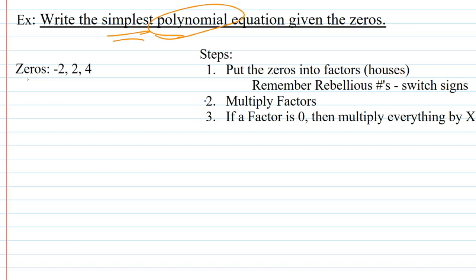Then we multiply, and if 0 is a factor, we're going to multiply everything by x. The zeros are -2, 2, and 4. My factors are going to be x plus 2, x minus 2, and x minus 4. We simply multiply these. The easiest to multiply are going to be the x plus 2 and the x minus 2. Most of you can probably do that in your head simply because you should see that as a difference of squares. But we'll go ahead and do it the longhand just to refresh your memory.